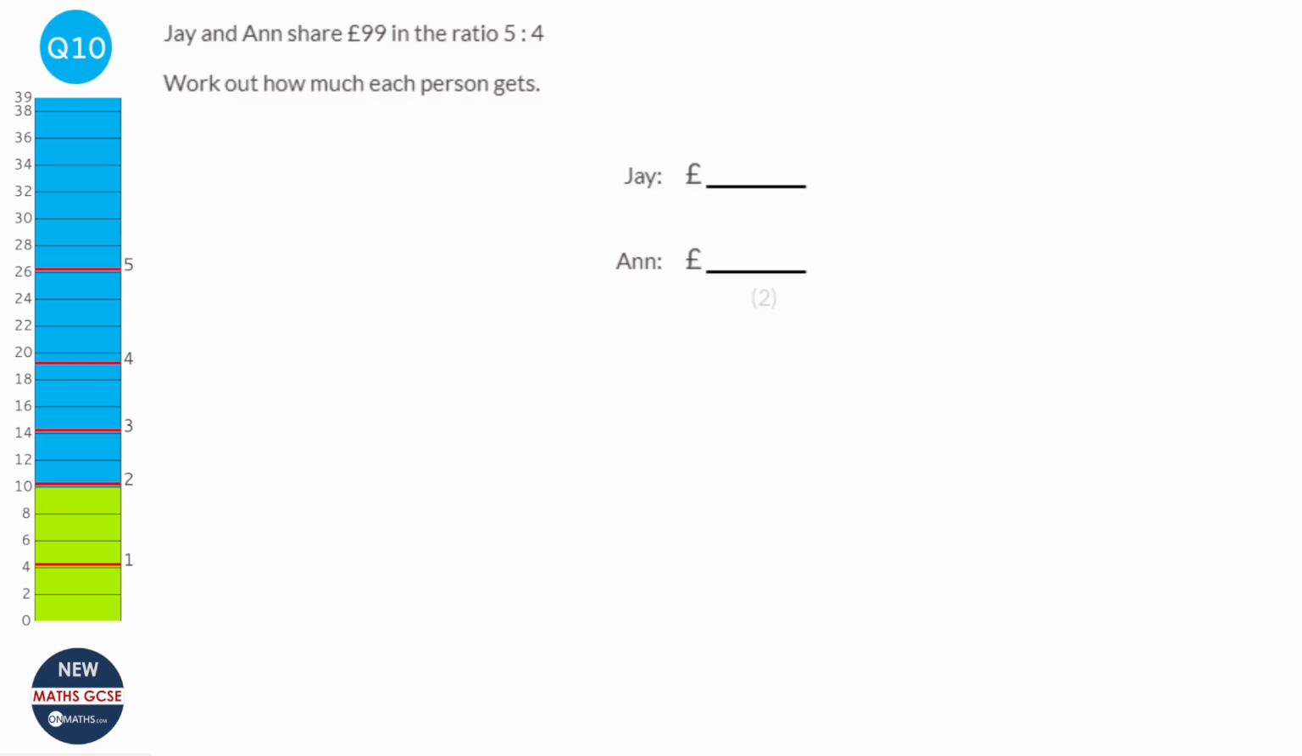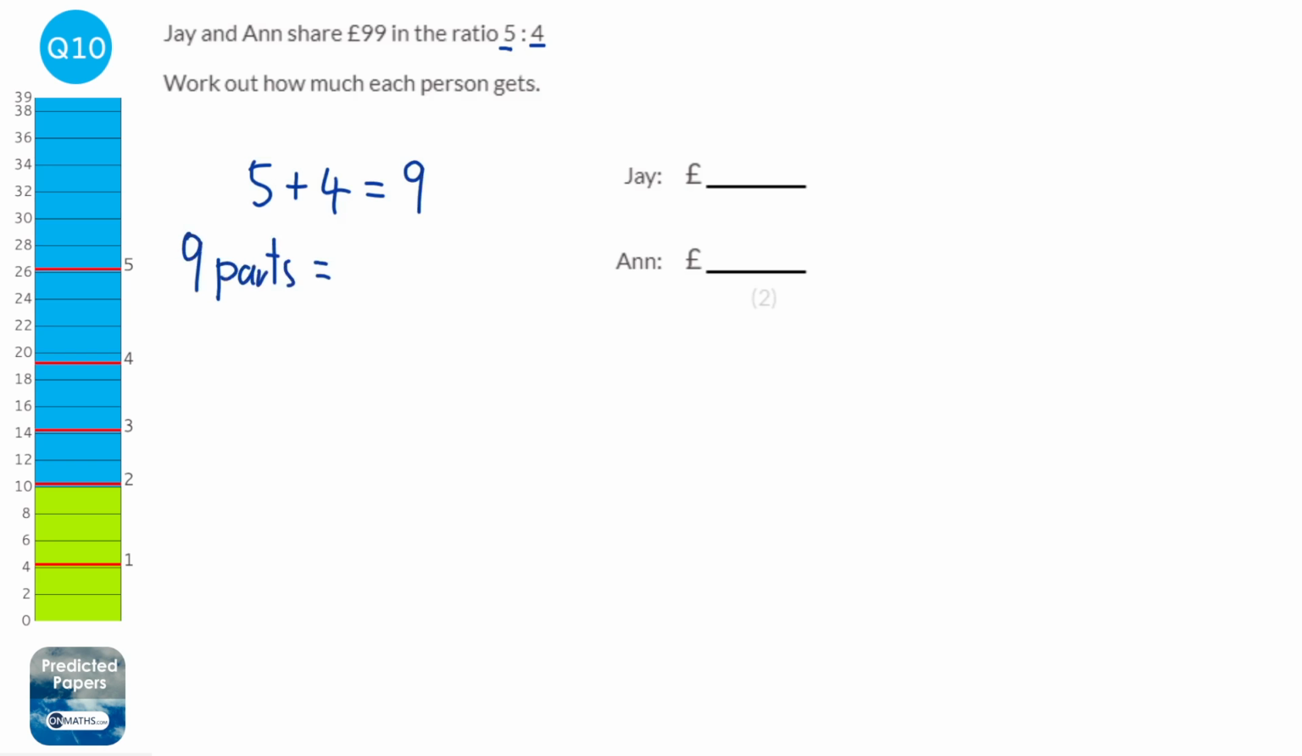So I think about ratios as piles of money sometimes. And here we've got J getting 5 piles of money and Anne getting 4 piles of money. And each pile is going to be equal. So we've got to first of all work out how many piles of money there are. So we just add the 5 and the 4. So there's 9 piles of money. We sometimes in maths call them parts. So we say that we have 9 parts, or 9 piles of money.